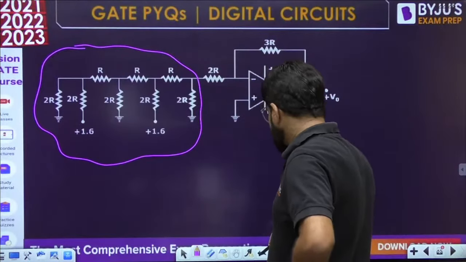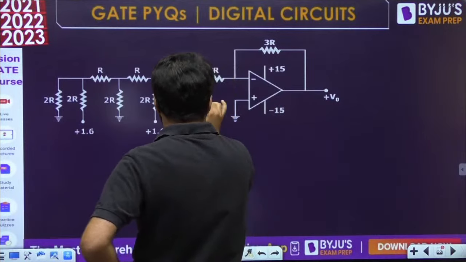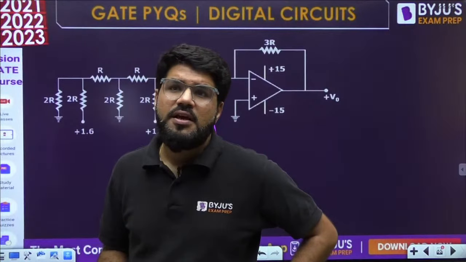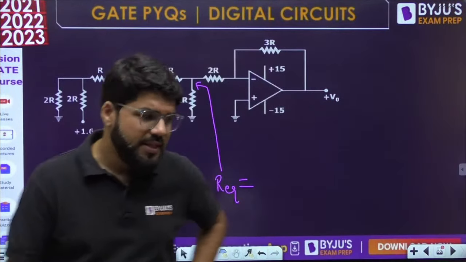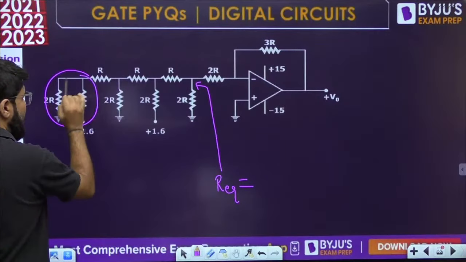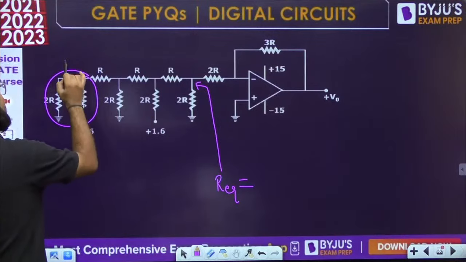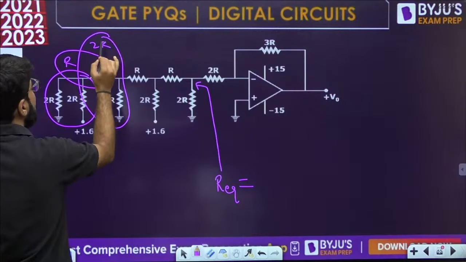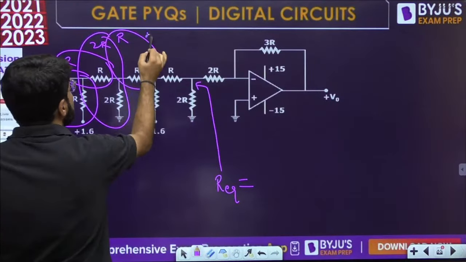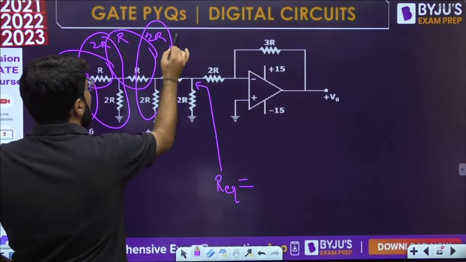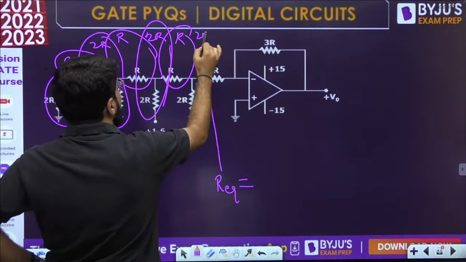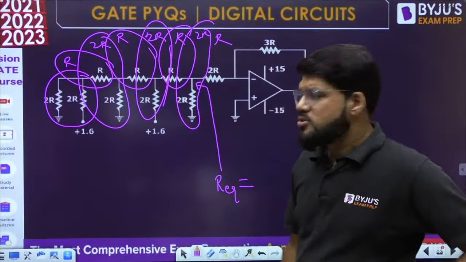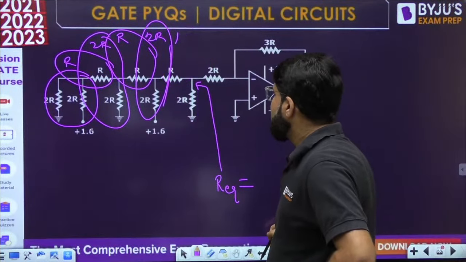So guys, what is the equivalent resistance of this portion? The final equivalent resistance of the R2R ladder, if you have studied thoroughly, you know it should be R. Otherwise, look at it like this. This is 2R parallel 2R, which is R. Then R and R in series, 2R. Again 2R parallel 2R, R. Again R and R series, 2R. Again 2R parallel 2R, R. Again R and R series, 2R. Again 2R parallel 2R, R. So we should directly know that the equivalent resistance here is R.